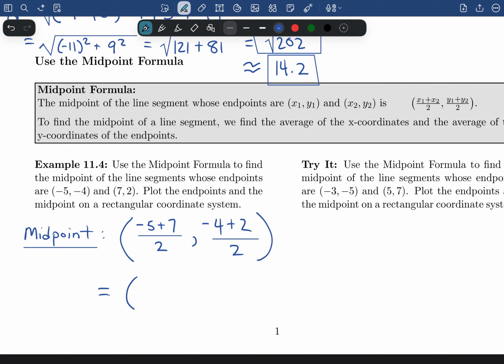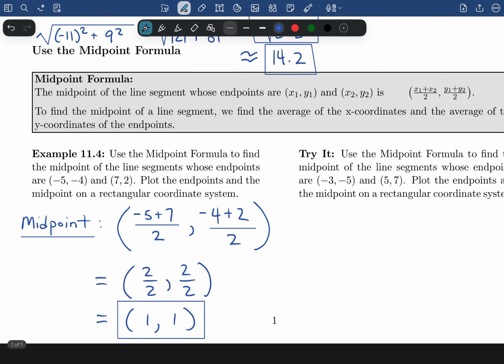And so this is -5 plus 7, which simplifies to 2 for the numerator, 2 over 2. And -4 plus 2 is 2, so I get 2 over 2 again. And 2 divided by 2 is just 1. It looks like my midpoint between these 2 points is (1, 1). This is the value of the midpoint. Okay?